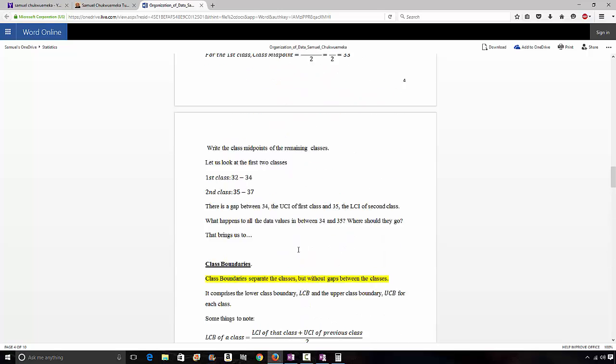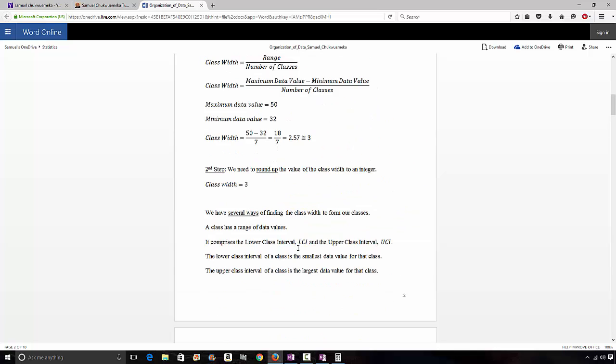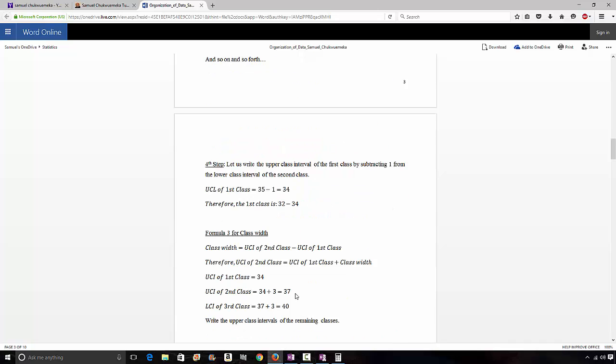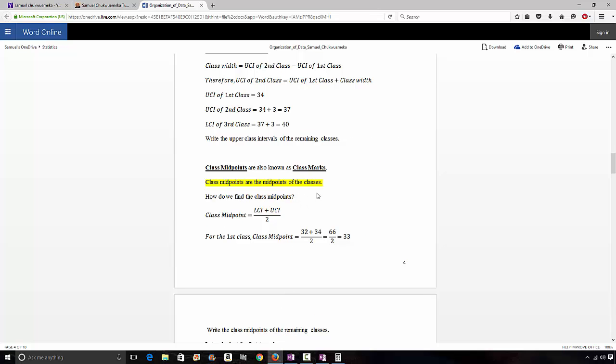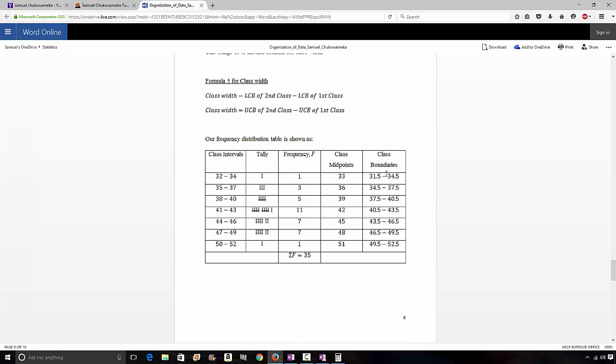And I wrote all these formulas and definitions. Class width is the size of the class. Class intervals separate the classes, but with gaps, as we talked about between the classes. Class midpoints are just the middle points of the classes. Now, the next one after writing your class midpoints is what we call the class boundaries. When you talk of a boundary, like a boundary line, you mark the boundary line from one country to another. There's no gap, actually. Class boundaries still separate the classes, but without gaps.